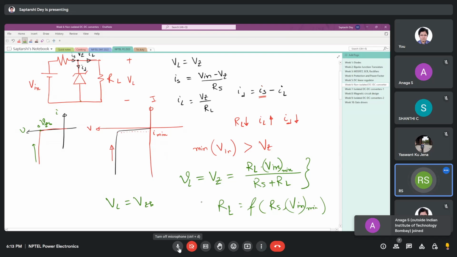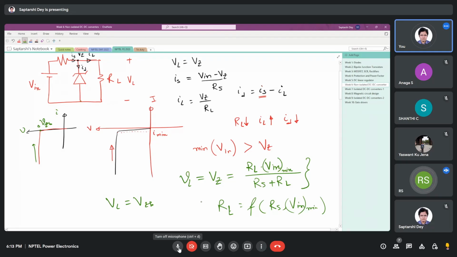Yeah, sir, that is okay, sir. But the thing is, sir, they are calculating this minimum value of RL by removing this Zener. But once they connect this RL back, definitely the current flowing here will be less than without Zener. So at that time, the resistance that can be connected here goes up.